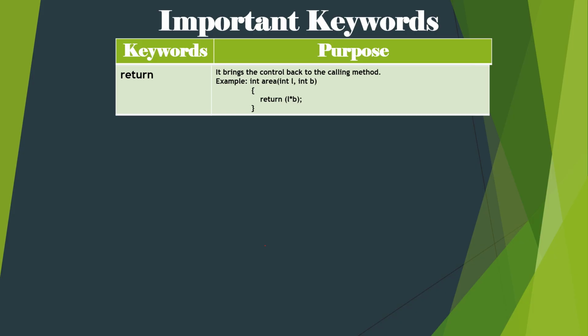Return. Generally it is used in functions. It brings the control back to the calling method. Means whenever we call a function and the function returns some value, using the return keyword the value can be transferred to the calling method and it forces the termination of the function also. Like here, int area(int l, int b) { return l * b; }. That means the area will be returned to the place from where the function is being called.